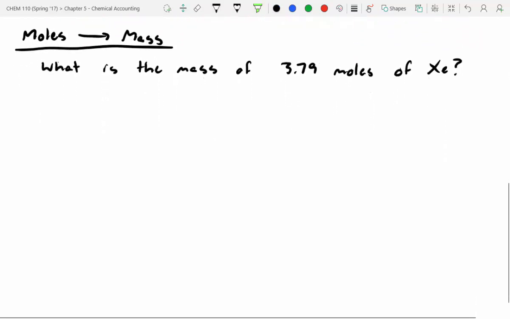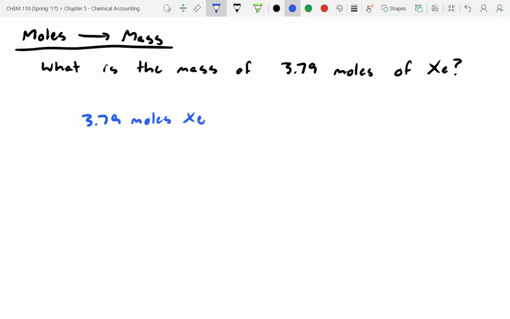And let's try to convert this. So we've got 3.79 moles. So what unit should go on the bottom now? Moles, okay, and that means grams should be on the top. All right, so if we look at the periodic table, xenon has an atomic mass of 131.3. Should that go on the top or the bottom? Top. And that's per 1 mole. We cancel out our moles, and we're left with our desired unit of grams.